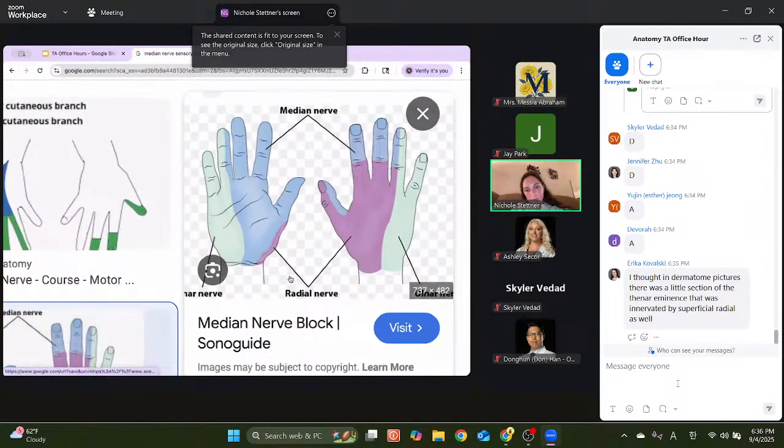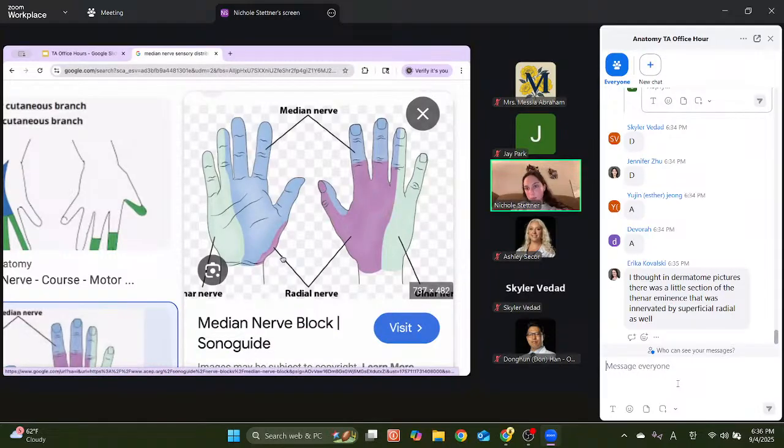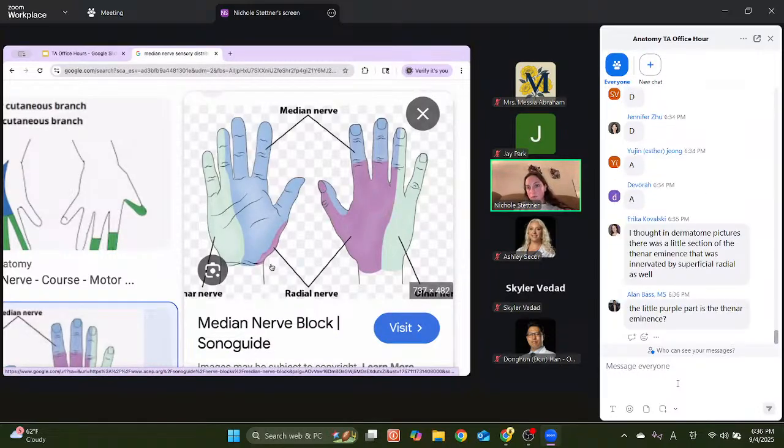Okay, so I'm a visual person, so I think this is a visual for what Ashley's just saying. So see the little purple thing on the left, that's right here, and that follows the sensory distribution of the superficial radial nerve. And then we can see here the differences between median and radial.